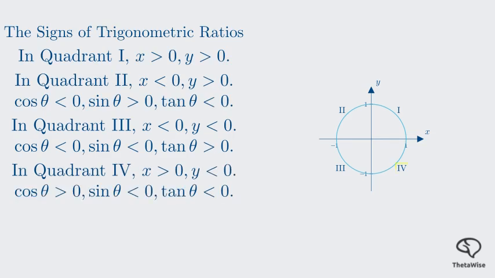Finally, in the fourth quadrant, x-coordinates are positive and y-coordinates are negative. So, cosine is positive and sine is negative. Tangent is a negative number divided by a positive number, making it negative. This means only cosine is positive in the fourth quadrant.